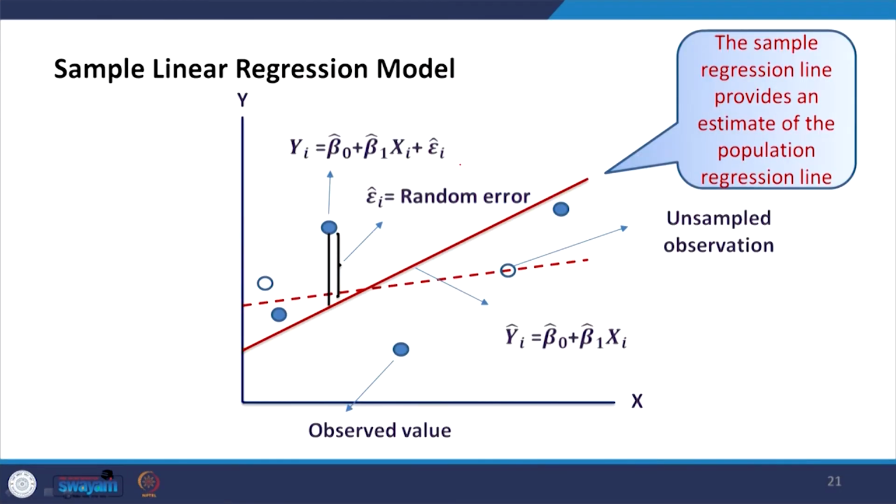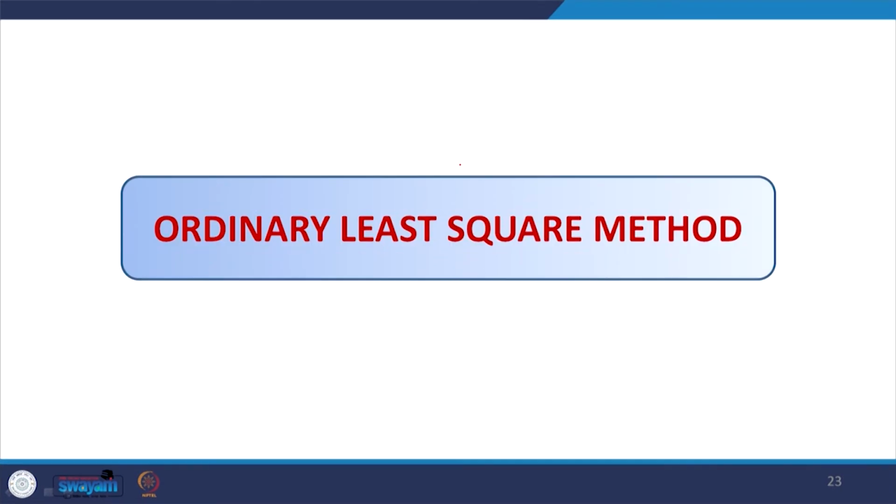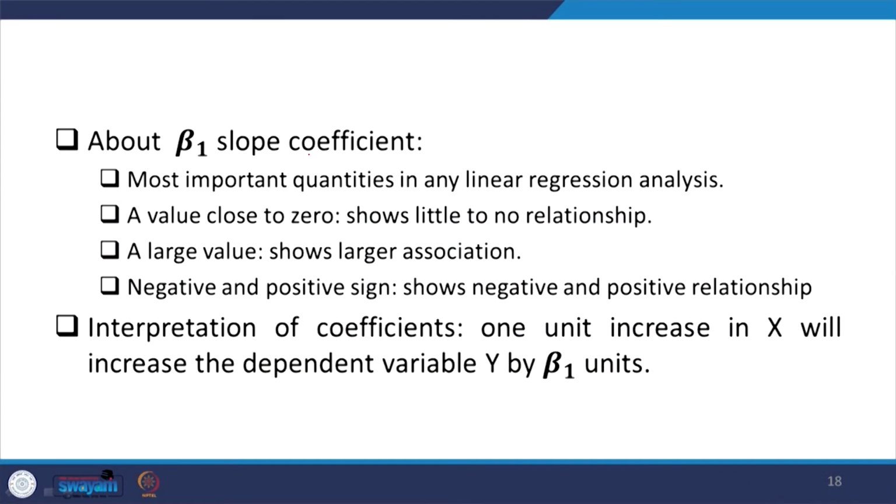I will explain another couple of things right now, and then we will move into the next class. At this moment I have explained most of the concepts and discussed them with you. About the beta 1 slope coefficient, I said that it is one of the most important quantities in any linear regression analysis. A value close to 0, what does that mean? It shows little to no relationship, there is no relationship.